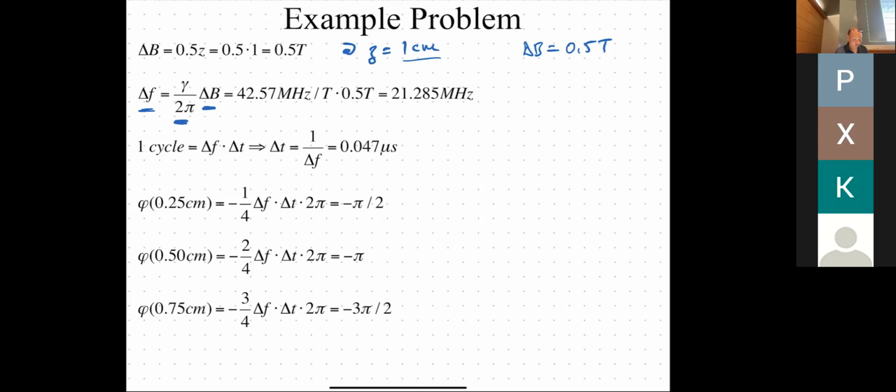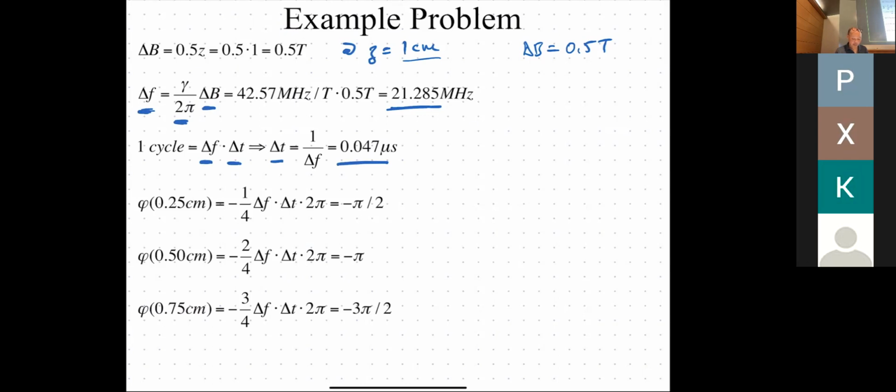Okay. And so the relative frequency that it has with respect to the isocenter is 21 megahertz, which is quite a lot. So this is just sort of a problem. It wouldn't really exist in practice. So that means if my delta F is this, one cycle means delta F times delta T should equal 1, to get one cycle of rotation. So then I could just solve delta T equals 0.047 microseconds, okay?